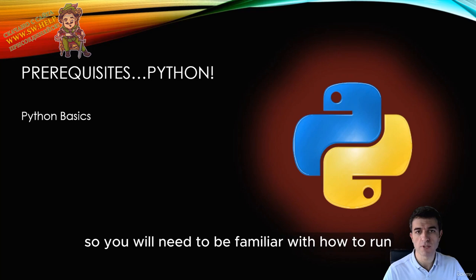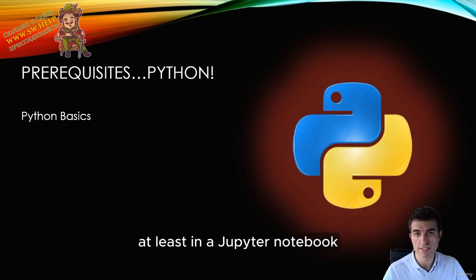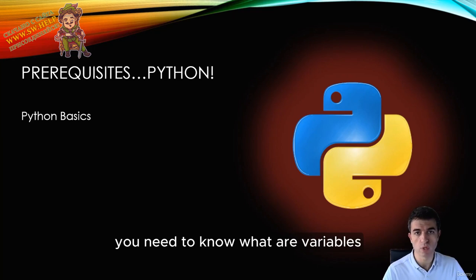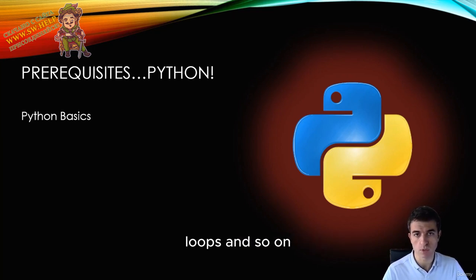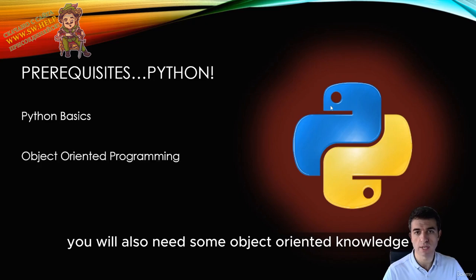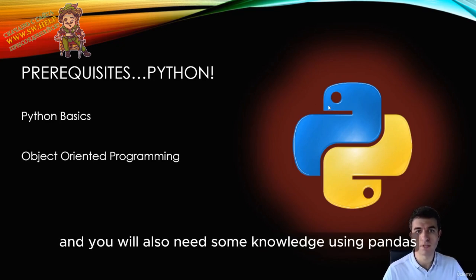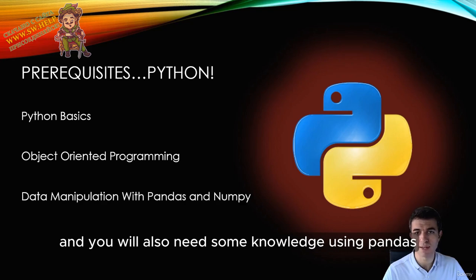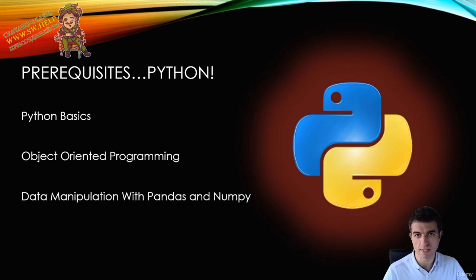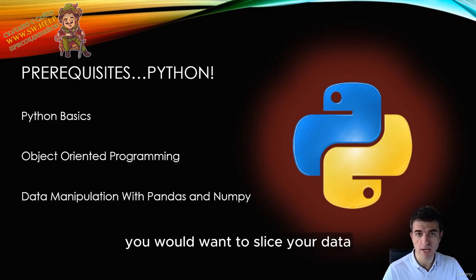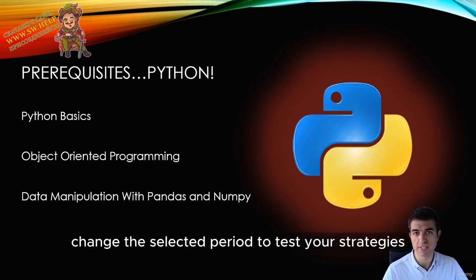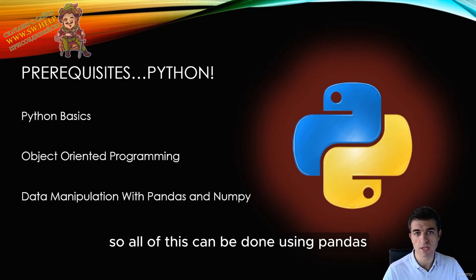So you will need to be familiar with how to run a Python code, at least in a Jupyter notebook. You need to know what are variables, functions, classes, condition statements, loops, and so on. You will also need some object-oriented knowledge, such as classes and objects, nothing very advanced, just to be able to import modules, inherit some classes, and use instances in a program. And you will also need some knowledge using pandas and NumPy to manipulate data sets. Obviously, at some point, you would want to slice your data, change the selected period to test your strategies. So all of this can be done using pandas.